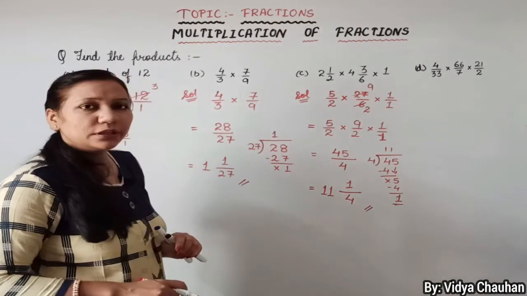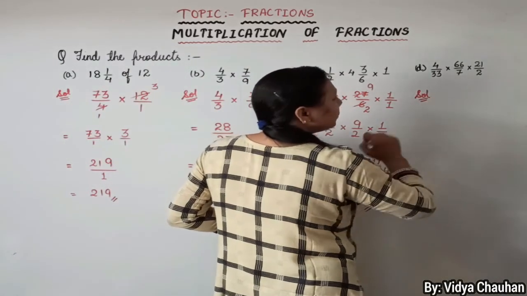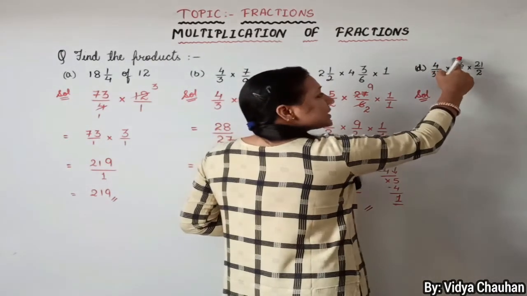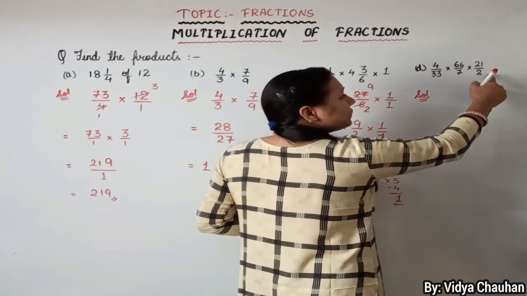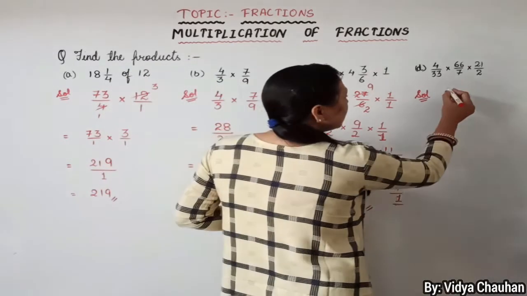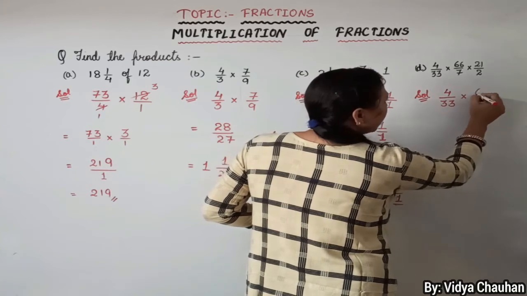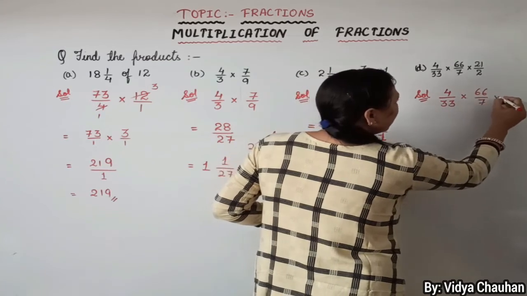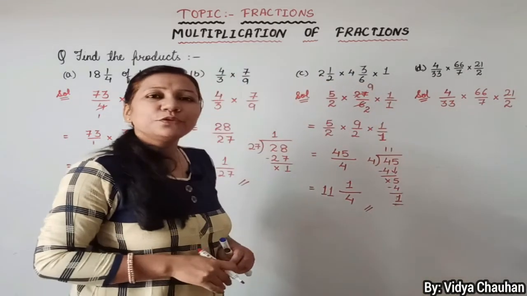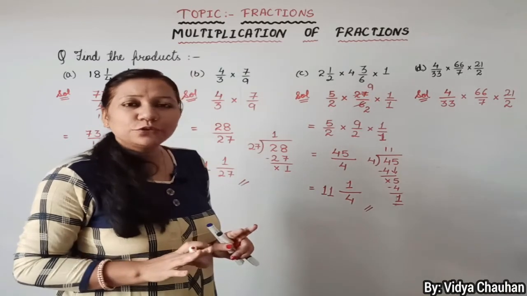our third portion. Now coming to the last part, let's check out the solution for this fourth part also, in which we have to multiply 4 upon 33 with 66 upon 7 and 21 upon 2. We have to multiply these three fractions together. So very first I would like to copy down here 4 upon 33 multiplied by 66 upon 7 multiplied by 21 upon 2. As all these values are simple fractions, there is no need to do any conversion now.